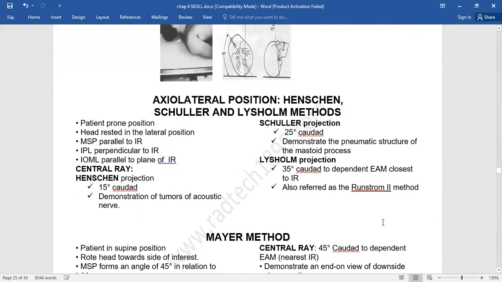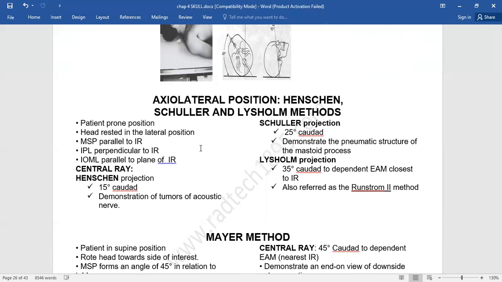Next is axiolateral position, Henschen, Schuler, and Fleischner method. Ito lumabas sa board exam. So, patient is in prone position. So, nakalateral yung head. MSP and IOML parallel sa IR, IPL is perpendicular. So, tatlo ang central ray niya sa ipsilateral, depende kung anong method, kung ano ang target, ano ang ating area of interest.